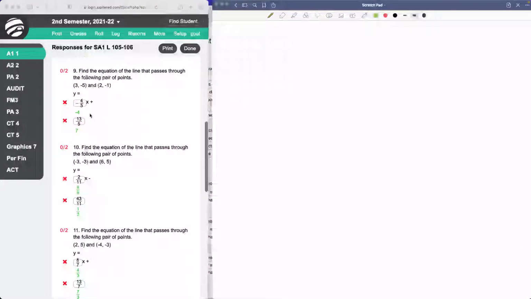All right, this is where I really wanted to get to talk to you. Find the equation of the line that passes through the following pairs of points. So what we have to do is find the equation of the line here, and our little blank looks like this: y equals blank x plus another blank, right? That's what it looks like. And we're given these 2 points here, 3 and -5, and 2 and -1. So we have to find the slope of the line and the b value where it crosses the y-axis.